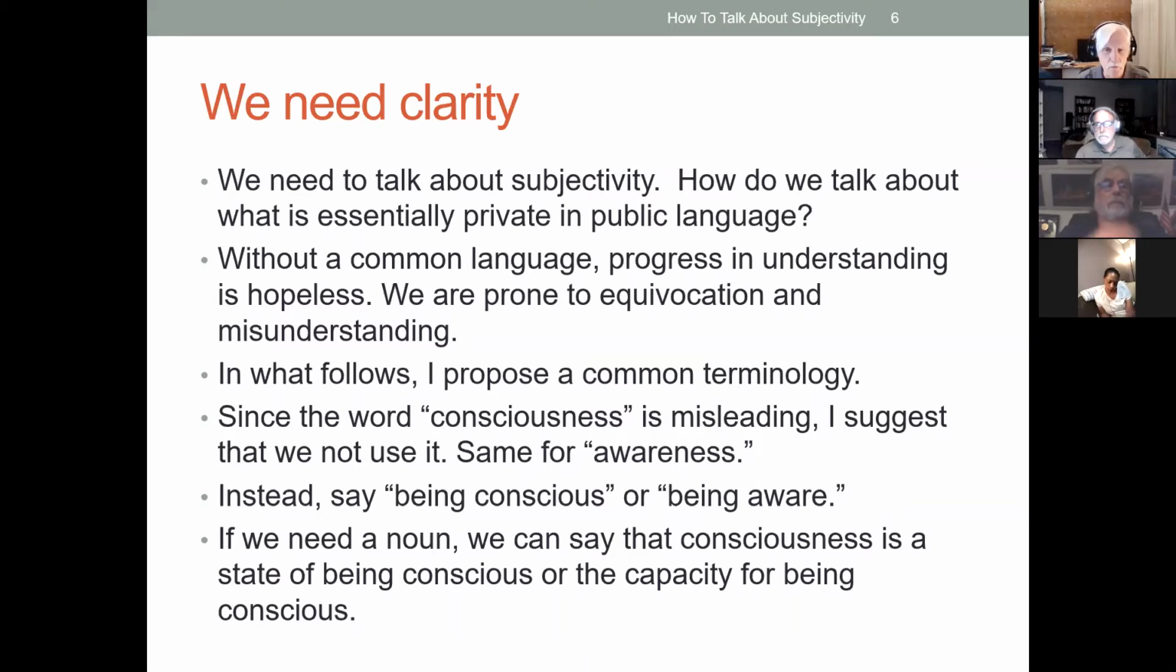So what I propose is a common terminology for talking about being conscious. And since the word consciousness is misleading, I suggest that we don't use it. Instead, we say being conscious or being aware or some variant of that. And we'll get to that in more detail later. But if we need a noun, we could say that when we say consciousness, it could be the state of being conscious, or maybe a capacity for being conscious. In a sense, even if you're asleep, you could say the sleeping person is a conscious being, which does not mean that they're awake. It means that they have the capacity to be conscious of things. We just need to be clear on what we're talking about.